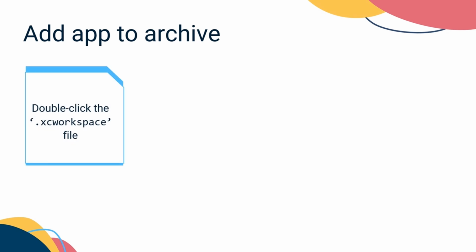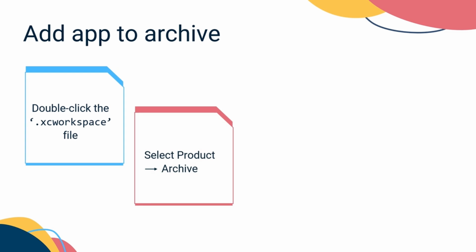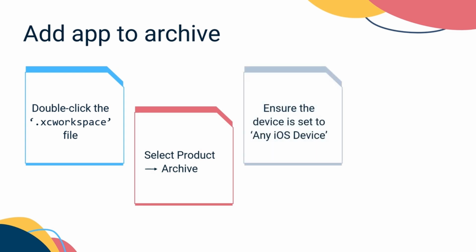Double-click the .xcworkspace file to open Xcode. Then select Product and Archive. Ensure the device is set to any iOS device to create the archive. Also, verify that your bundle identifier matches exactly what you created in the Apple Developer Dashboard.